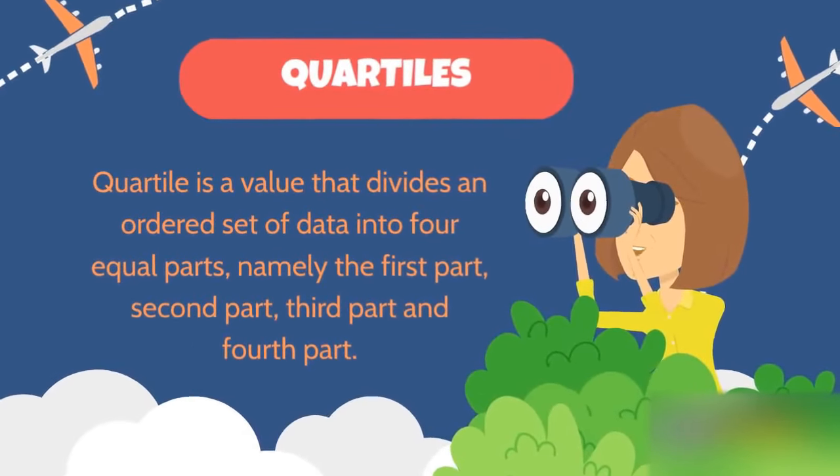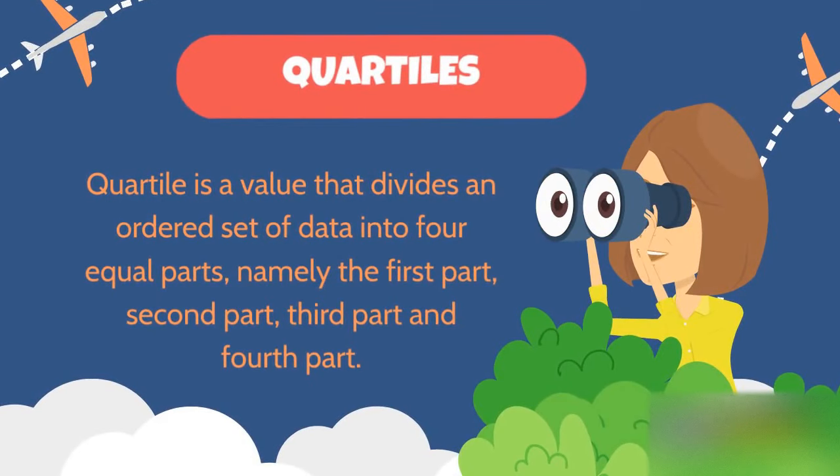Okay guys, so the first one is quartile. So what is quartile? Quartile is a value that divides an ordered set of data into four equal parts, namely the first part, second part, third part, and fourth part.